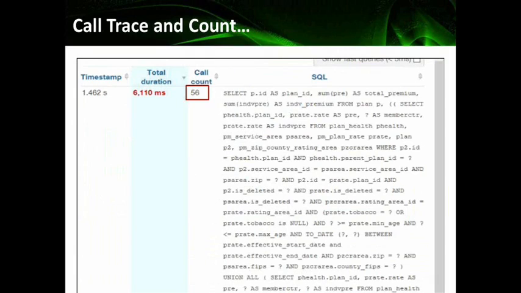So earlier I did mention the actual call traces in terms of some of the SQL. This particular slide shows one particular SQL, which was bringing up different plans for different age groups. It was making about 56 round trips. And again, the SQL had to be optimized. We had to look into the kind of tables it was joining, multiple joins, and we actually got the number of call counts down to about 4 or 5.